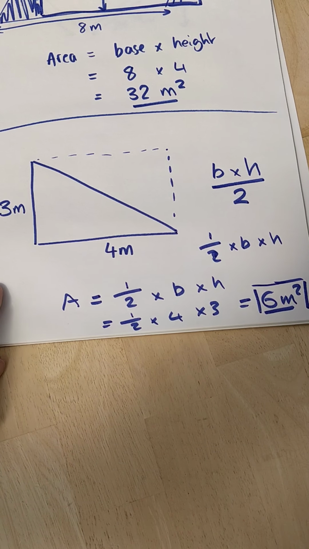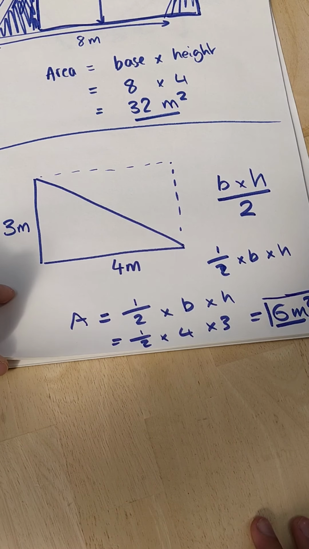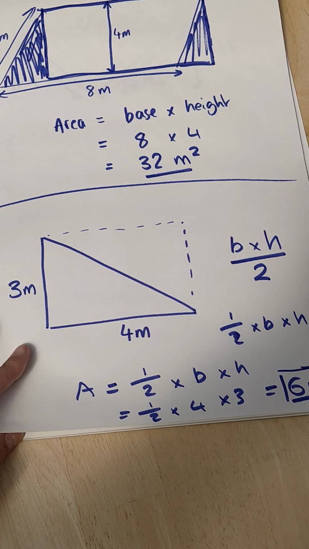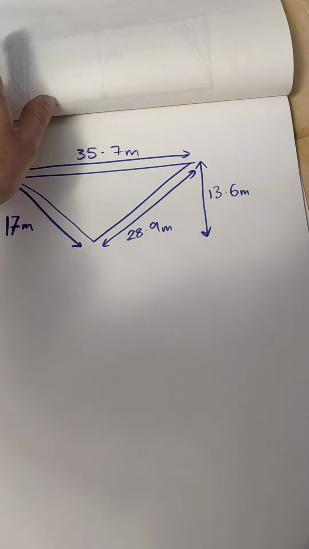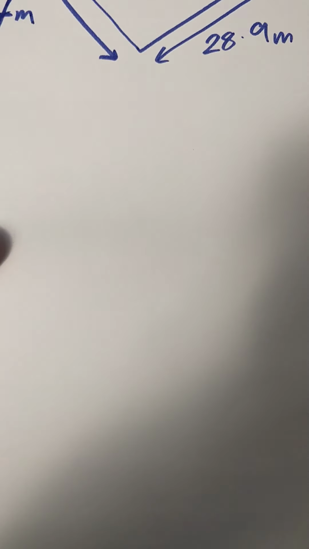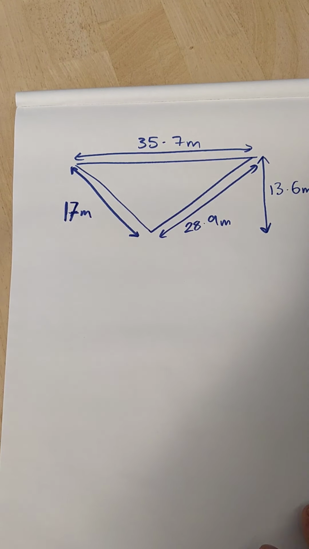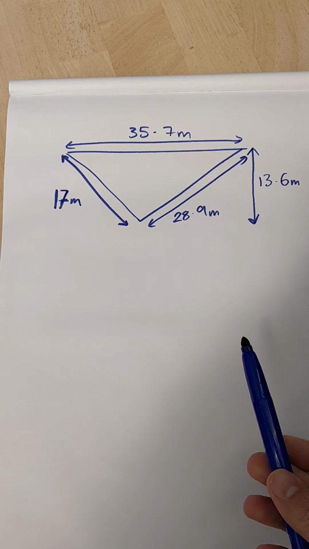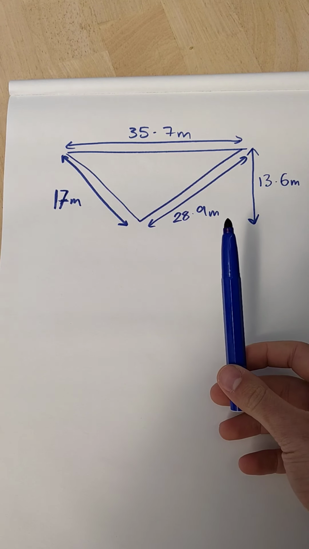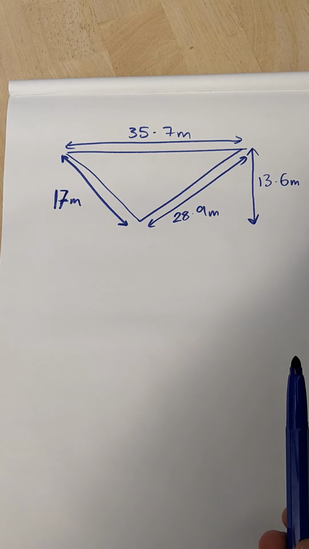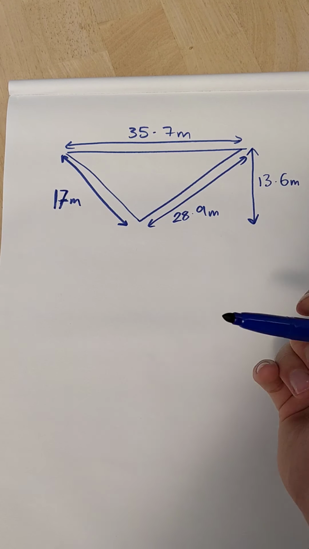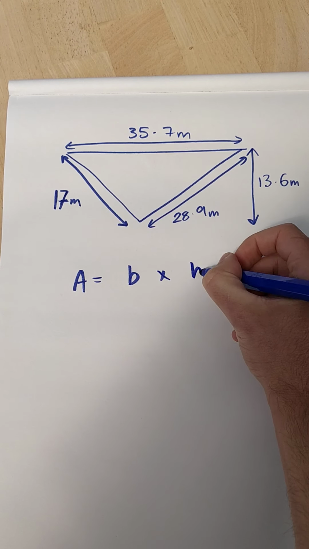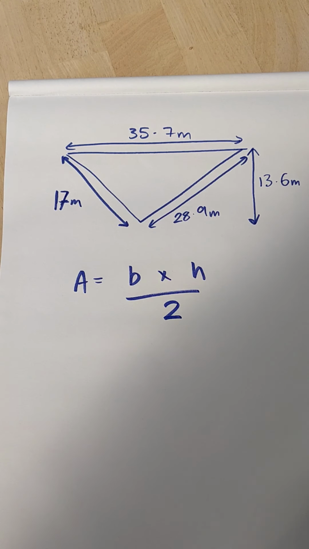Now, what the questions on Hegarty have done is made it a little bit trickier for you. So, what I have on the other page is something that's a bit more difficult. So you've got all these tricky numbers here. Now, I've taken this off one of my students' Hegarty's. You might have numbers slightly different, or a triangle that is slightly different. Now here, the same formula applies. So area equals base times height divided by 2.